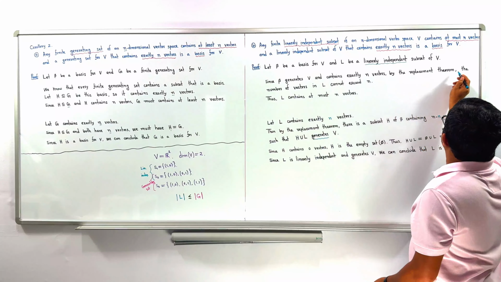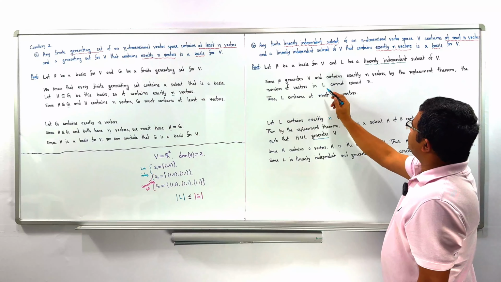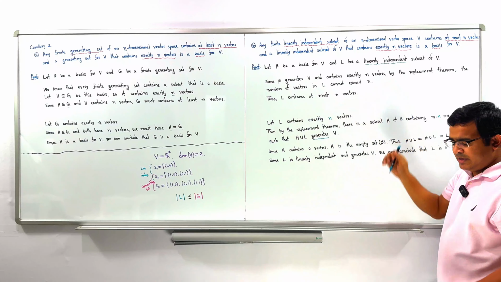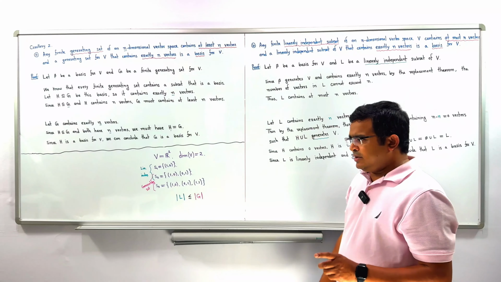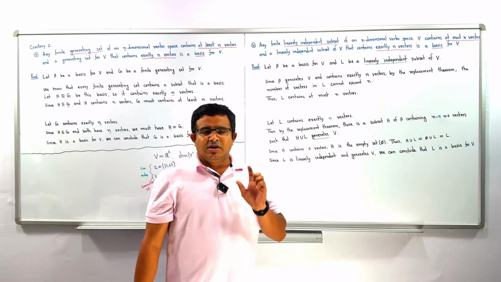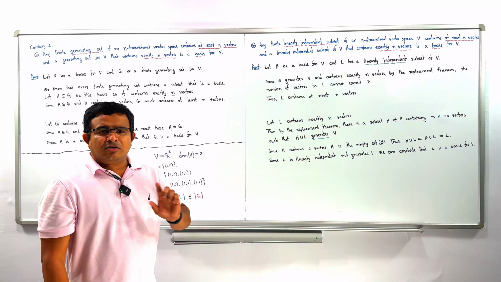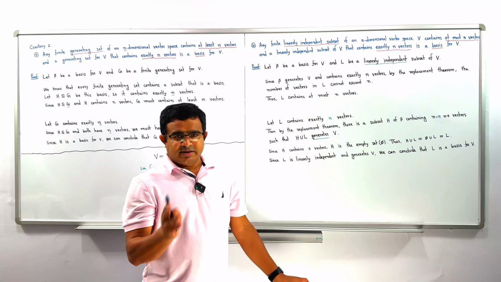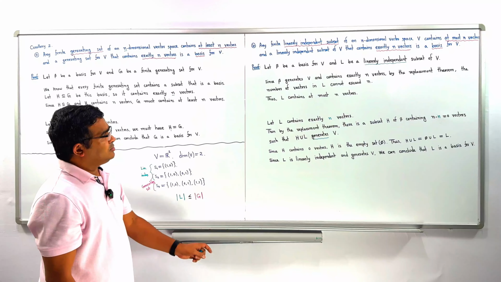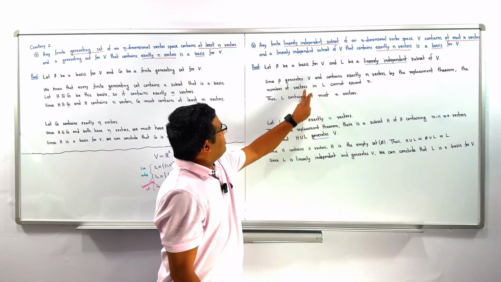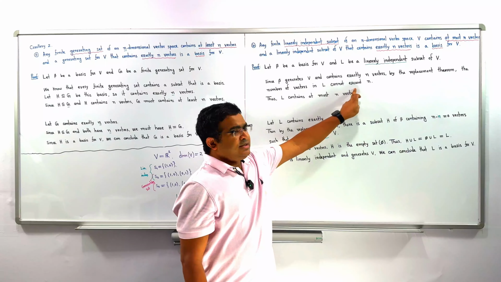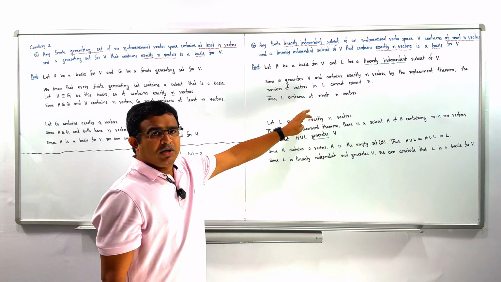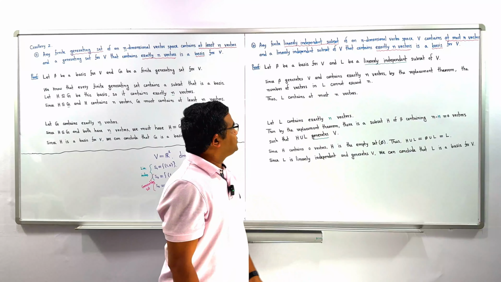Now by the replacement theorem, the number of vectors in L cannot exceed n, because the replacement theorem says the number of vectors of a linearly independent set cannot exceed the number of vectors of a generating set. That's actually the replacement theorem. So the number of vectors in L cannot exceed n. Thus L contains at most n vectors.